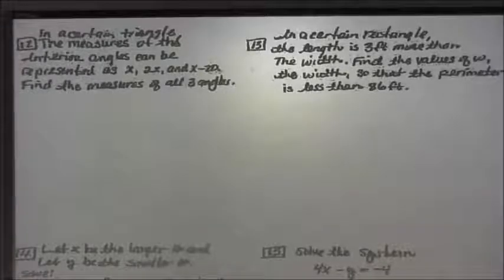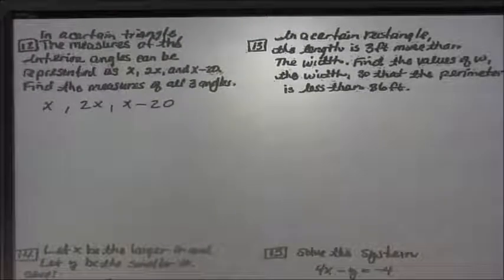Number 12 says in a certain triangle, the measures of the interior angles are represented as x, 2x, and x minus 20. And we just looked at what we need to do for our setup, right? Find all the measures. They want you to find the measures of all three angles. So this time they want you to actually identify what those are.